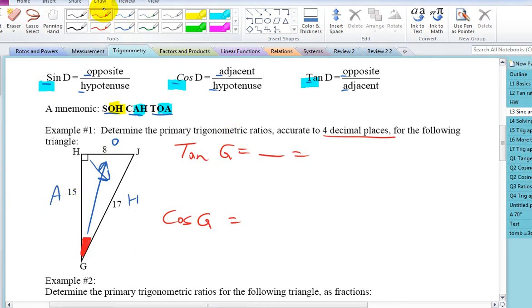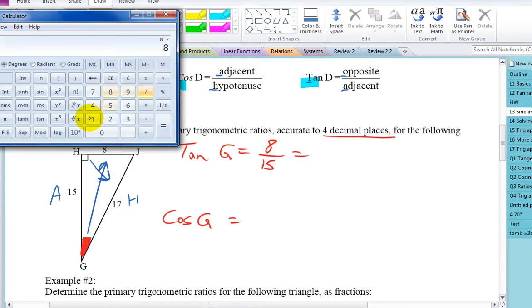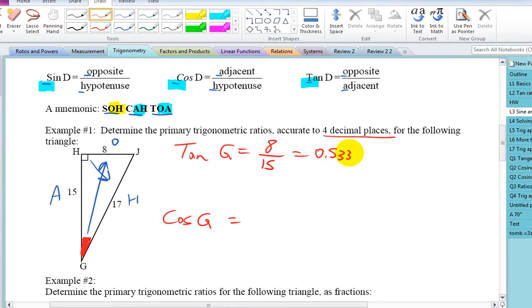So tan G should be what? Bingo. Okay. Now as a decimal then, you would go 8 divided by 15 equals 0.5333, repeating.